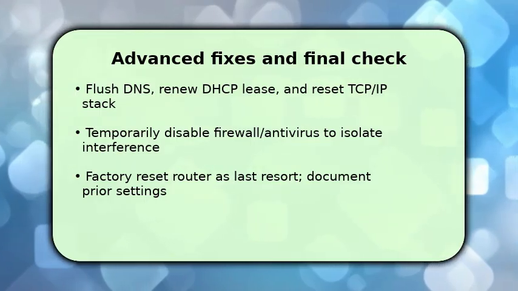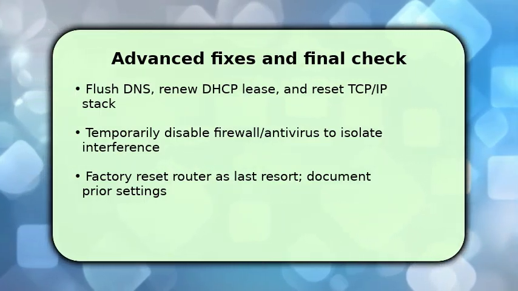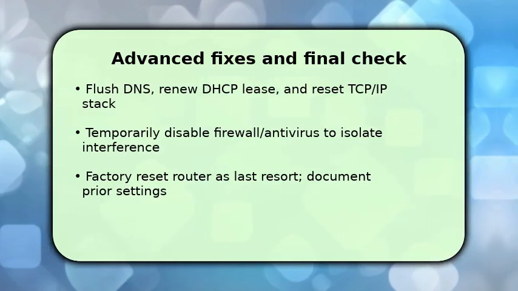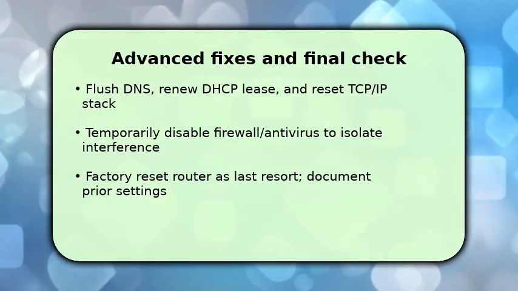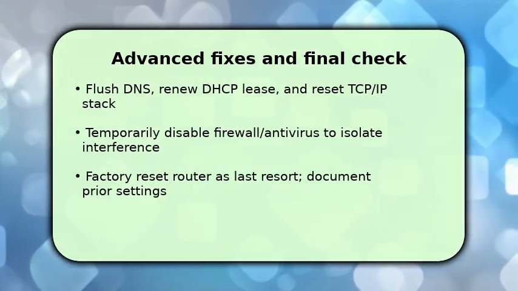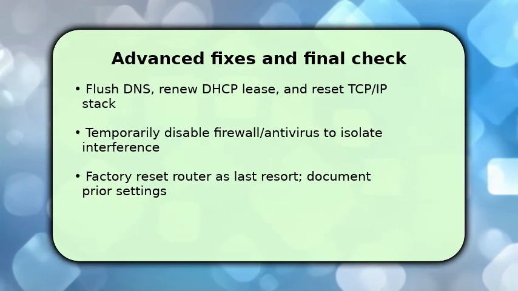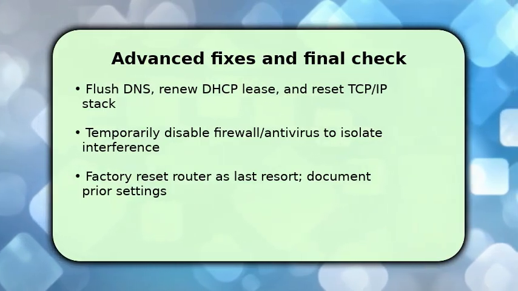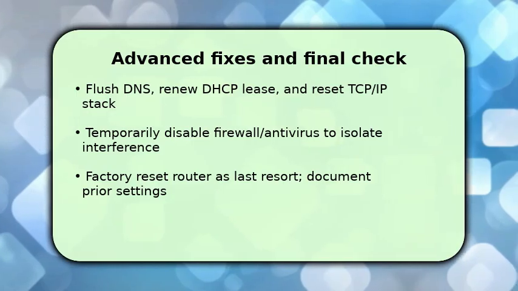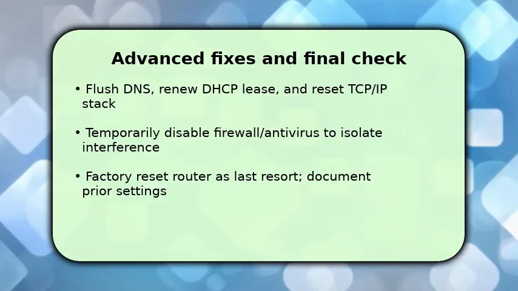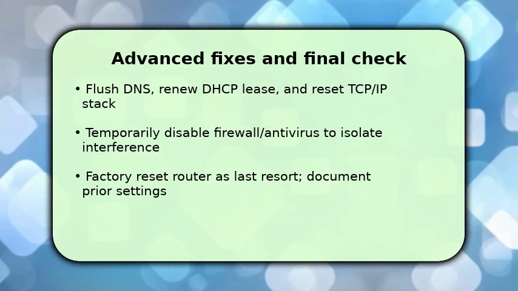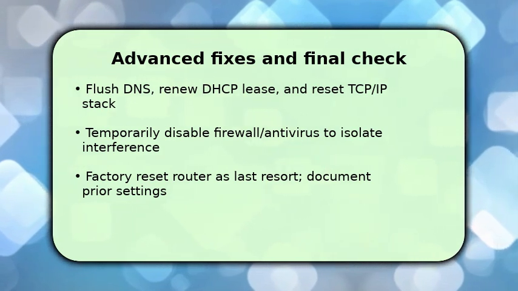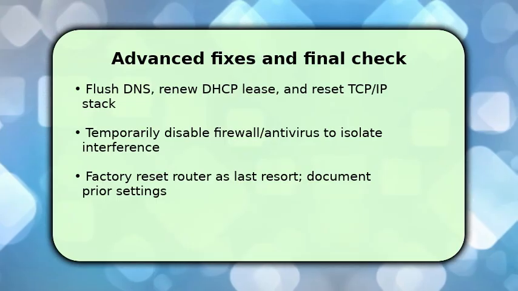If problems persist, temporarily disable firewall or antivirus software to rule out interference, and test a direct Ethernet connection to bypass Wi-Fi hardware. As a last resort, factory reset the router, but first note SSID, password, and custom settings. If you still have issues, one troubleshooting tip: swap the laptop onto a mobile hotspot to isolate ISP versus laptop.